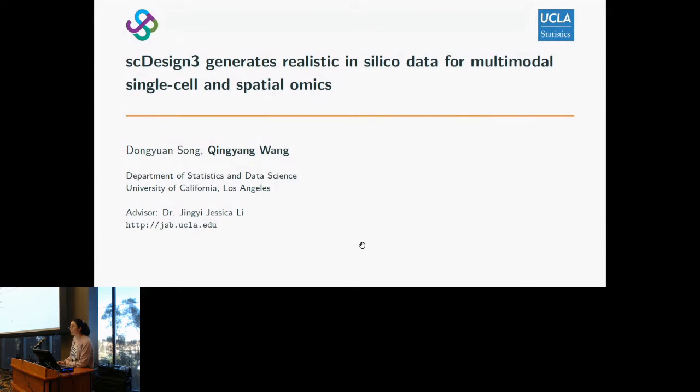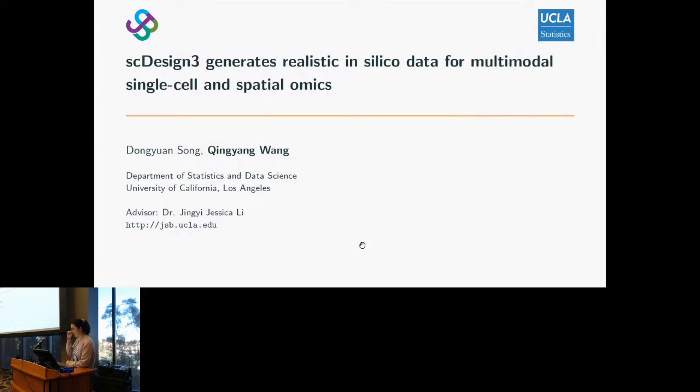Today I'm going to talk about a collaborative project with Dongyuan, who is my lab mate. Our project is called scDesign3, which may sound familiar to you because my advisor talked about this about an hour ago. I will try to minimize the overlapping content between my talk and hers. The first author of this project, Dongyuan, was not able to come here due to a schedule conflict, so I will do the presentation today.